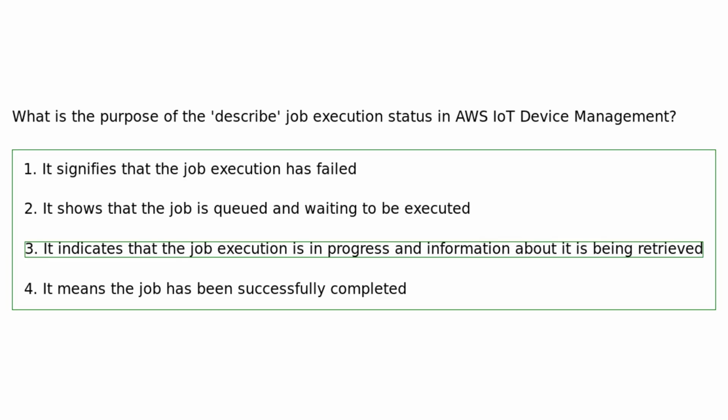The Describe Job Execution Status in AWS IoT Device Management indicates that the job execution is in progress and the service is retrieving information about its current state.